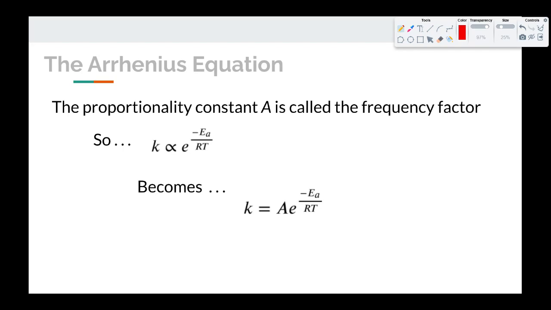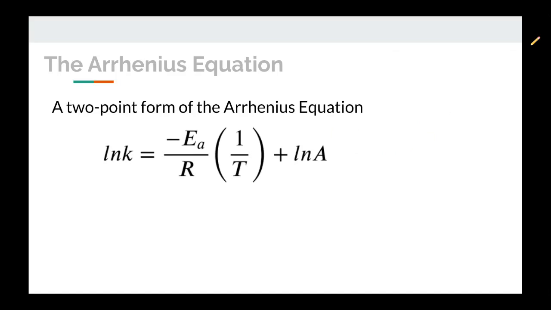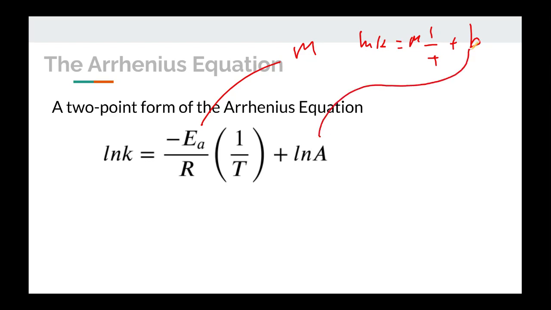Now, if we take the natural log of both sides, we get another form of the Arrhenius equation. That would be the natural log of k equals the natural log of A plus minus EA over RT, if you're following the rules for logs. So what that's telling us is that the slope that we saw in that general ln k = m times 1 over T plus b is actually the ratio of the activation energy to the universal gas constant R. And the b from our general equation is the natural log of the frequency factor.